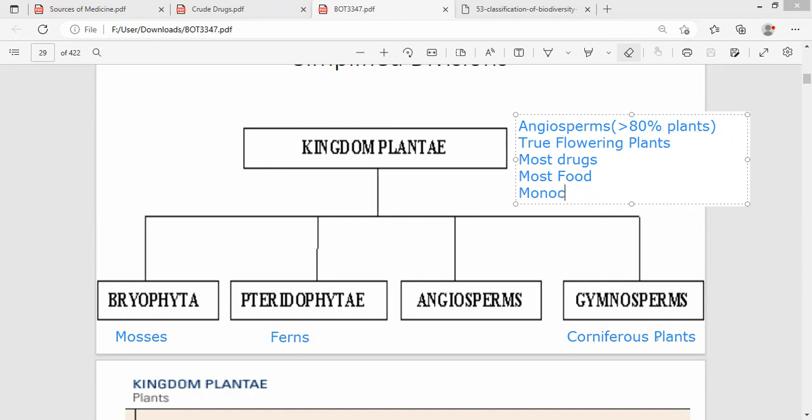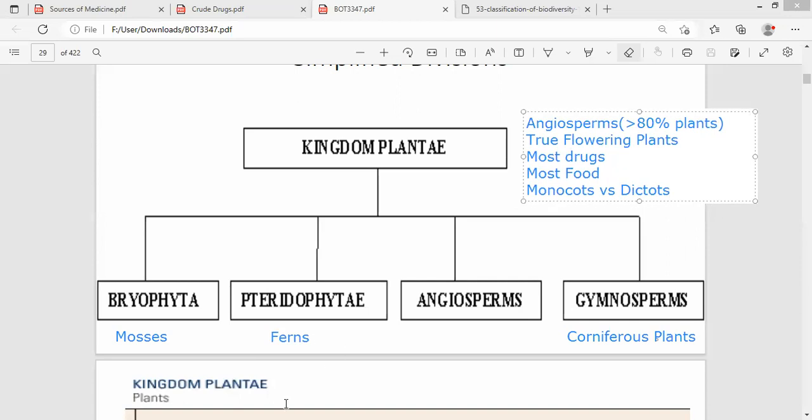It's the most important. Here is why we even classify plants into monocots and dicots. Monocots versus dicots. Yeah, and angiosperms is where our focus will be. For these other ones, that's the summary. Bryophyta, we are having the mosses. Pteridophyta, we are having the ferns. The gymnosperms, we are having the coniferous plants. But the angiosperms, we call them the true flowering plants. Here is where we'll obtain most drugs, most food, and we have the classification of monocots versus dicots.